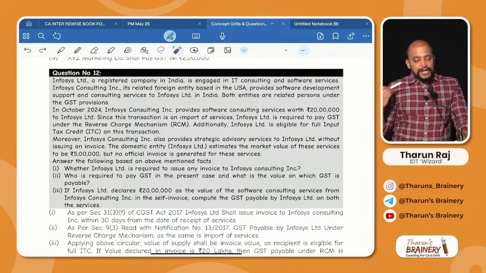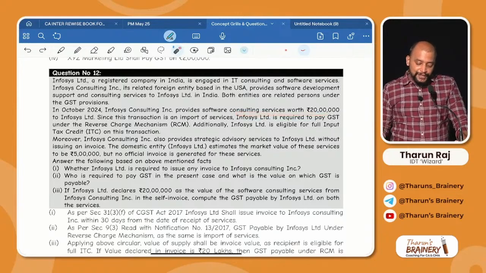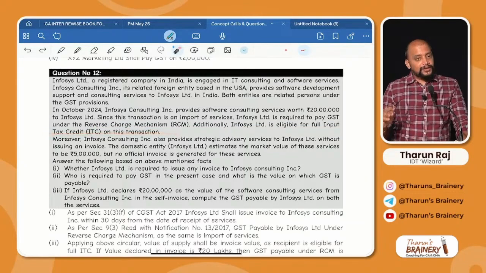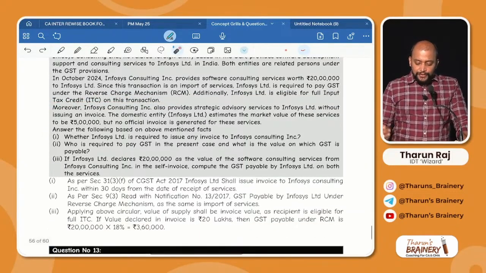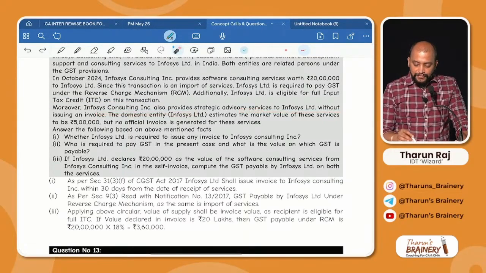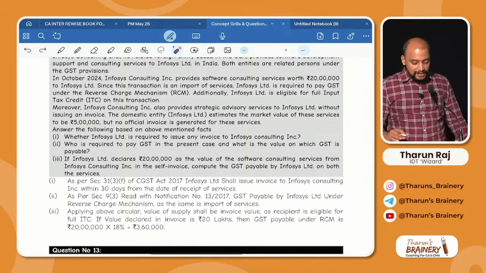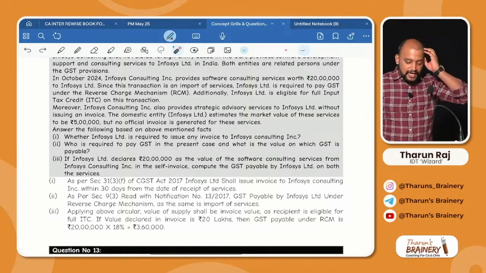In October 2024, Infosys Consulting provides software consulting service worth rupees 20 lakhs to Infosys Limited. Since this transaction is an import of service, Infosys Limited is required to pay GST under RCM. Additionally, Infosys Limited is eligible for full ITC on this transaction. Moreover, Infosys Consulting Incorporation also provides strategic advisory service to Infosys Limited without issuing an invoice. The domestic entity Infosys Limited estimates the market value of these services to be 5 lakhs, but no official invoice is generated for these services. Answer the following based on the above mentioned facts.